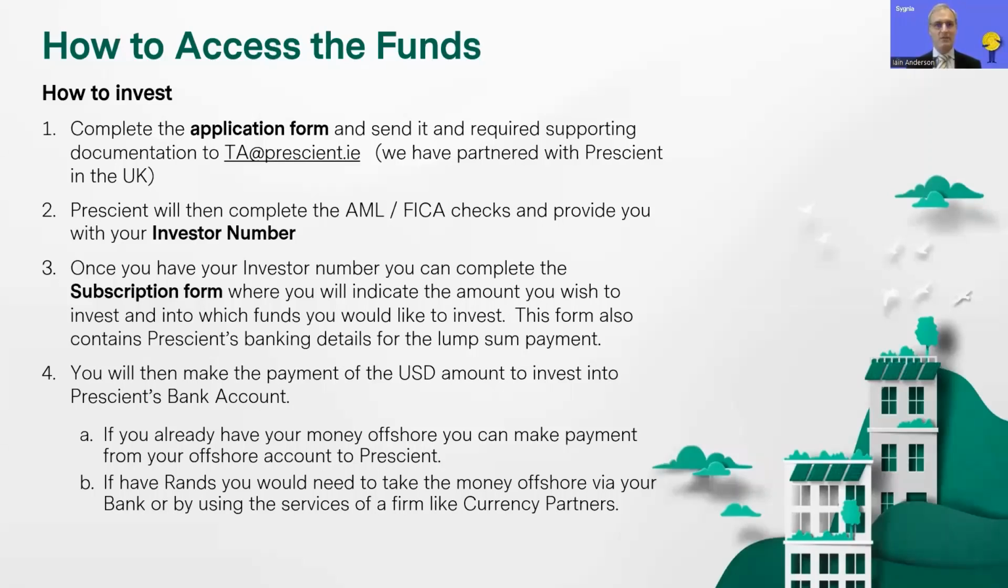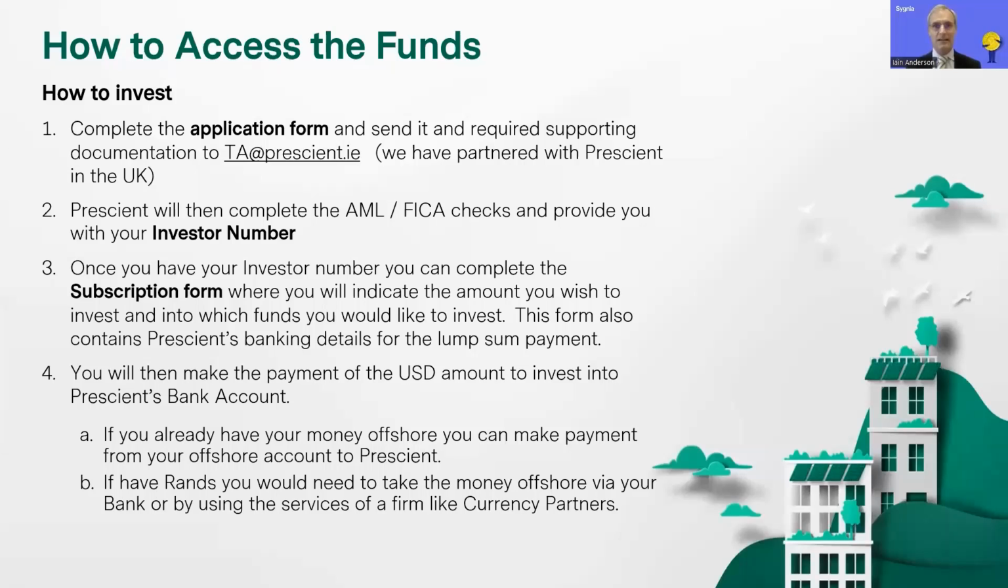Once Prescient is satisfied with who you are and with the forms, they will then issue you with an investor number, which you will then use when you complete the subscription form. And again, that is available on our website, but you complete that. And in the subscription form, you also outline how much you wish to invest and which fund you wish to invest it into. And that form also contains the bank details of Prescient, where you'll be transferring the money, which is the final step. And of course, again, this is for money in hard currency.